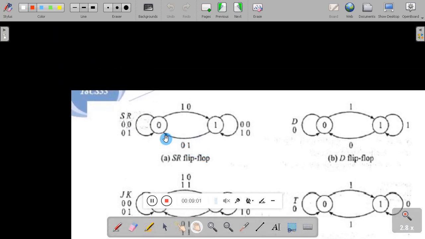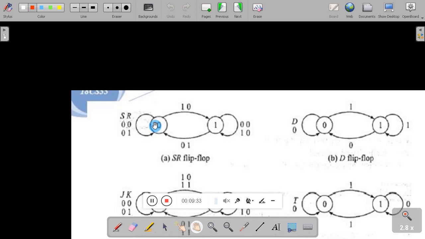Now, state 0. To move from the state 0 to 1, what is the value of SR? We have to decide. When SR is equal to 0 0, the flip-flop will remain in the state 0 only. When SR is equal to 0 1, so suppose the flip-flop is in state 0, then it will remain in that state only, reset only.